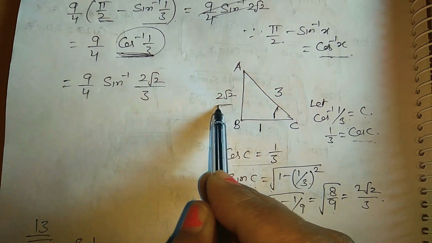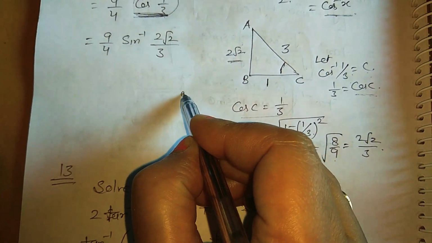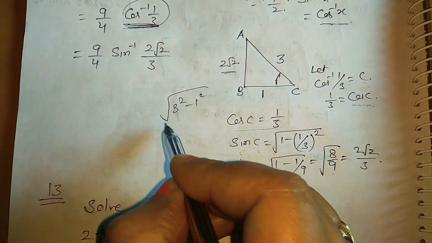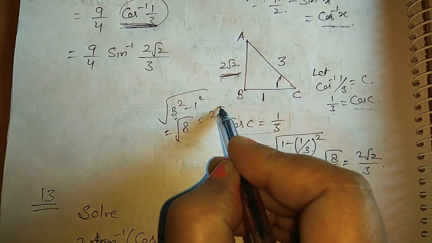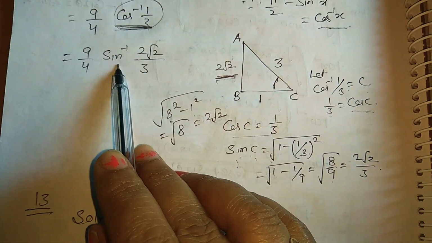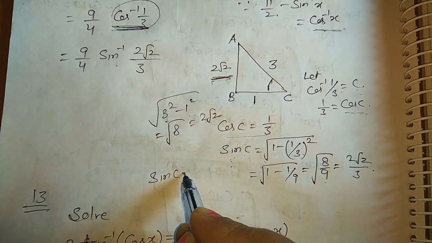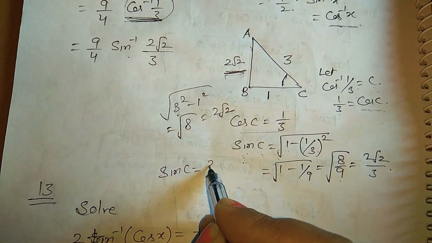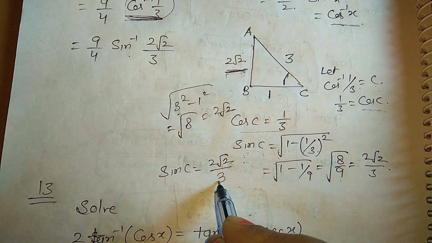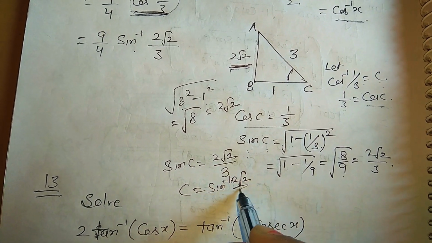Then we will find the perpendicular by using Pythagoras: square root of 3 square minus 1 square, 9 minus 1, root 8, so it will be 2 root 2. And what we want to change into is sine now. So what is sin C? sin C is perpendicular upon hypotenuse. The perpendicular is 2 root 2, the hypotenuse is 3. Then C will be sin inverse 2 root 2 upon 3.